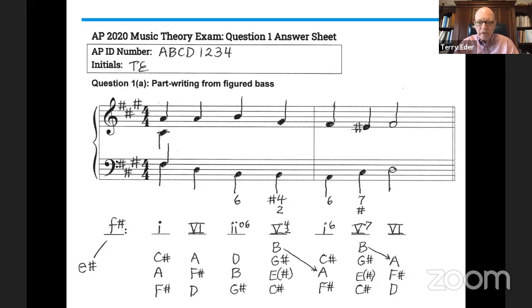I didn't want to do C sharp, so I went down to F sharp, and it's in similar motion with the bass line, but it's a sixth from B up to G sharp and a sixth from A up to F sharp. So sixth and parallel motion, remember, are quite good.